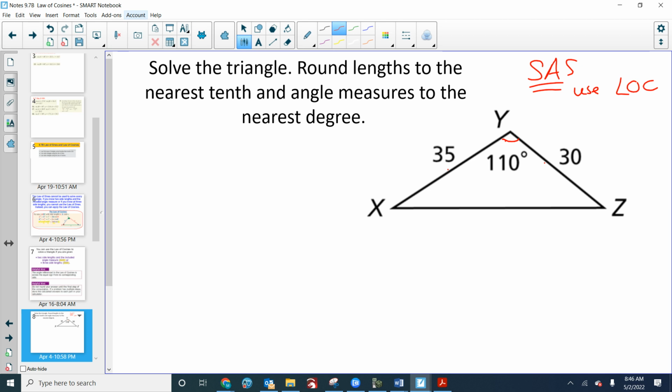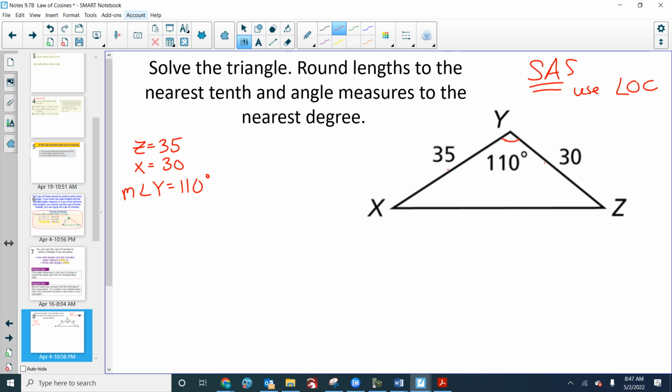Well, I have little z equals 35. I have side x is 30, and I have the measure of angle y is 110. Which piece am I going to use first? Which side or angle do I want to find first? Any idea? I know you haven't done this before, but just knowing that there's 3 sides and an angle used in the law of cosines.